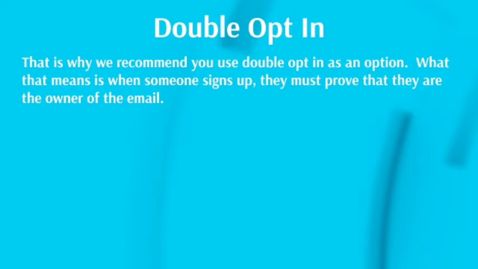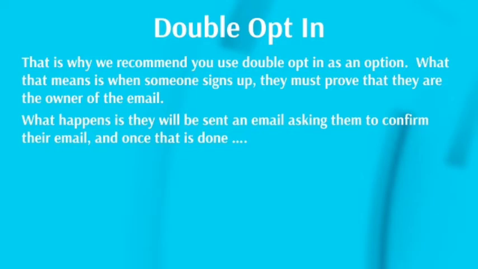Double opt-in is when somebody signs up, and let's use the example before where they fill in their name and email address on your landing page and they click submit. At this point, they're not going to be added to your list. They're going to be added to a sort of pending list. What they have to do in this case is prove that they are the owner of the email. So they get sent an email asking them to click a confirmation link. And once they click that, then of course they're added to your email list.